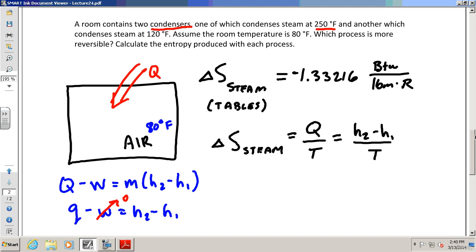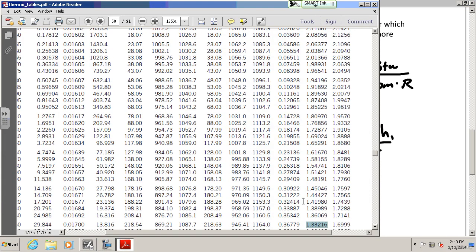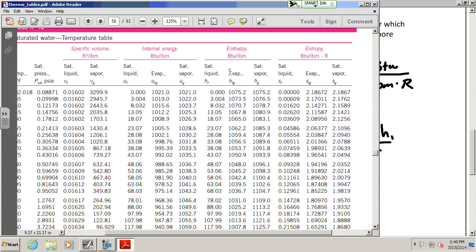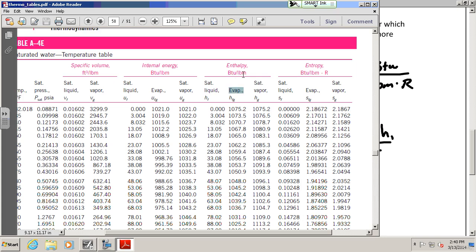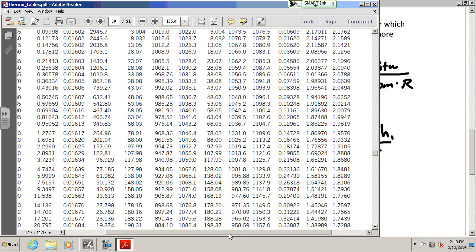And of course, this is per mass. Now, that's easy. From our tables, that's easy, right? Go back to our tables here. H2 minus H1 would be the evap term again, because remember, I'm going from sat vapor to sat liquid. So H2 minus H1 is the evap term.